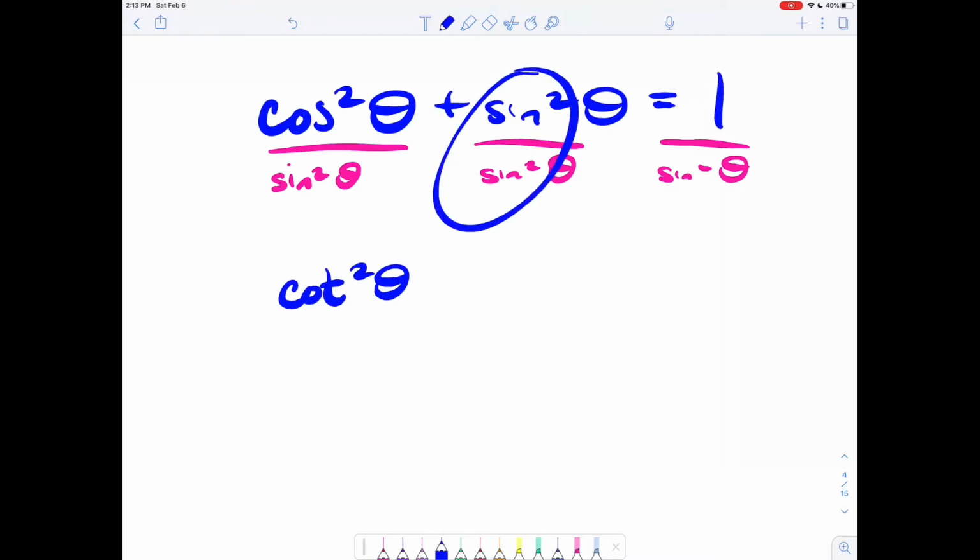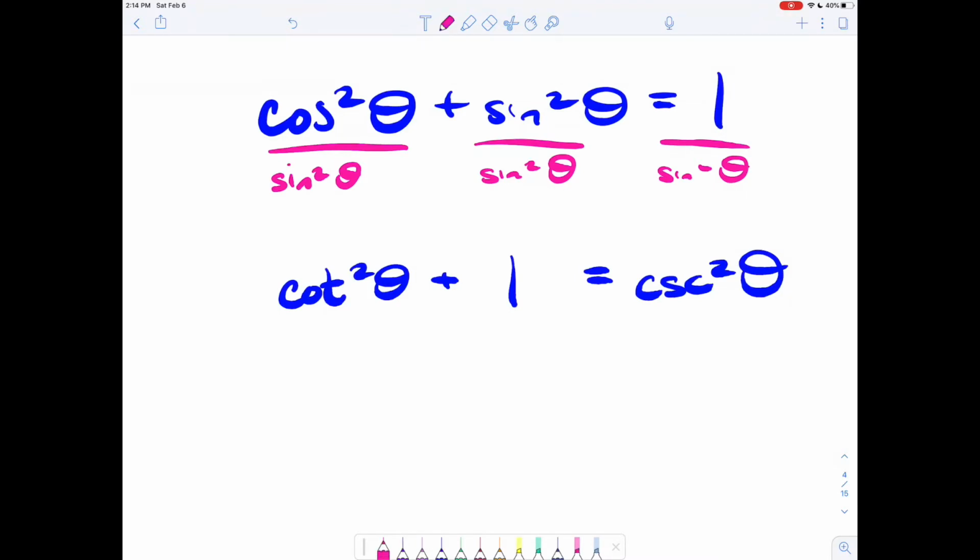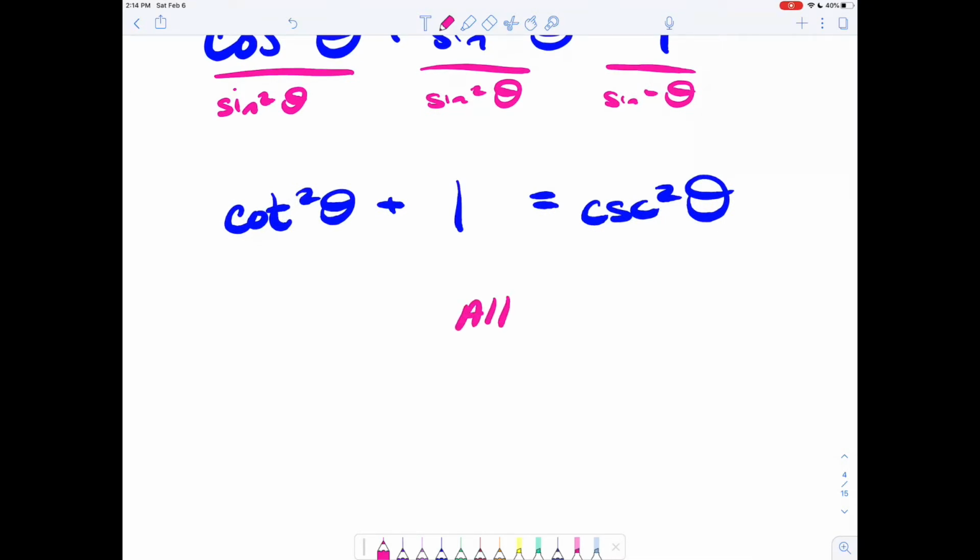Sine squared theta over sine squared theta is equal to 1. 1 over sine theta is cosecant theta, so 1 over sine squared theta is cosecant squared of theta. And that is our third Pythagorean identity. We can manipulate this one as well to get some alternate forms.